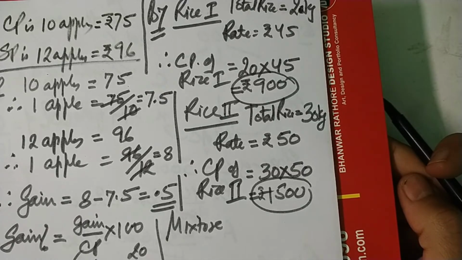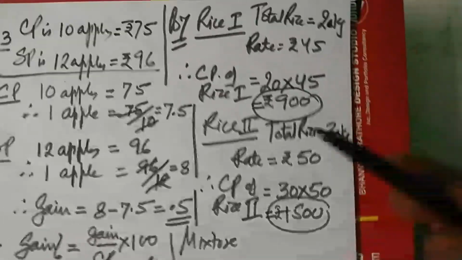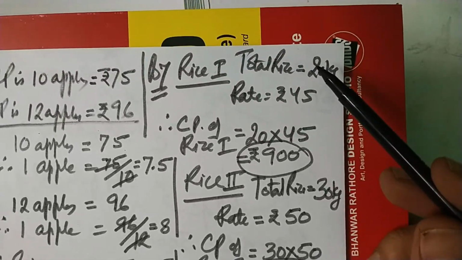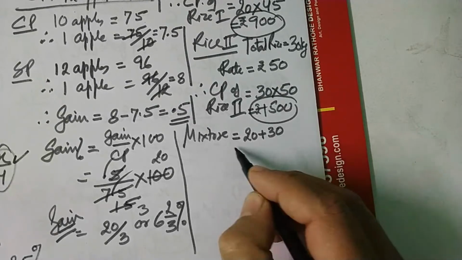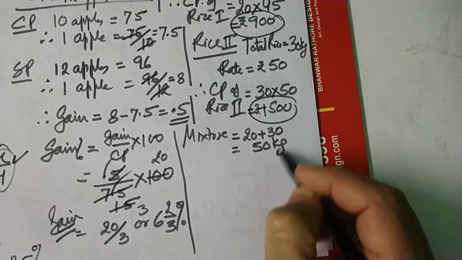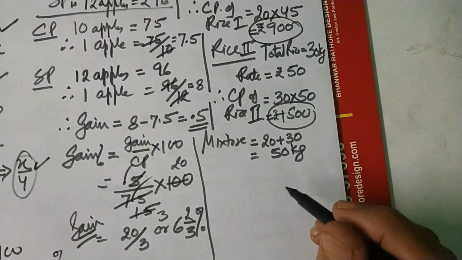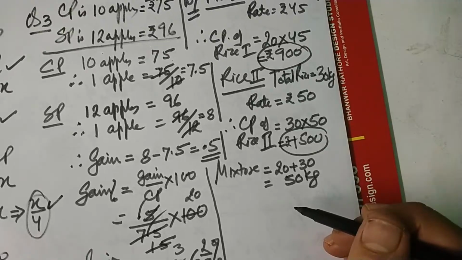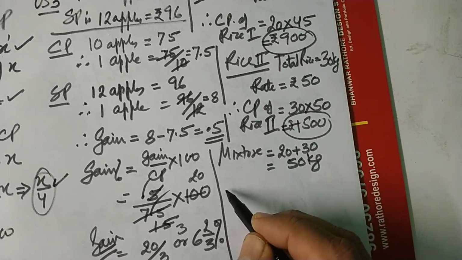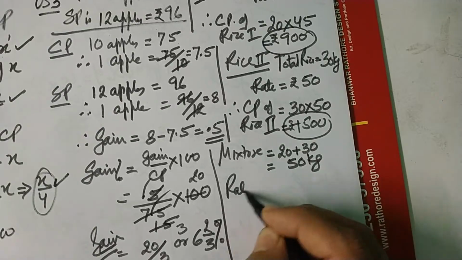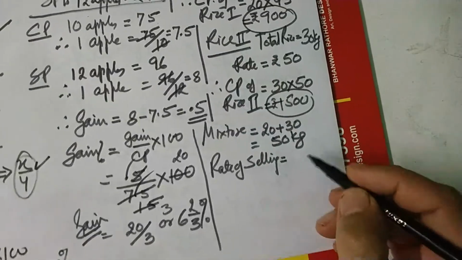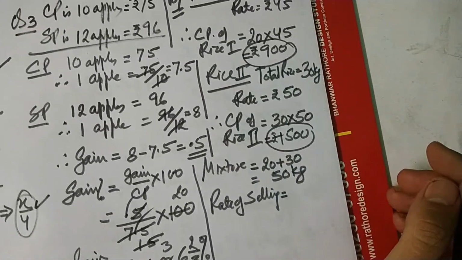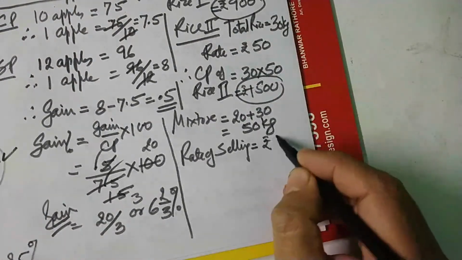And then she has mixed. So when she mixes, how much rice will she have? She will have 20 kg and 30 kg rice. So the mixture will be how much? 20 plus 30, 50 kg is the mixture. So now she sells the mixture of 50 kg at a rate. What is the rate of selling? It is rupees 54. She sells the mixture at the rate of rupees 54.